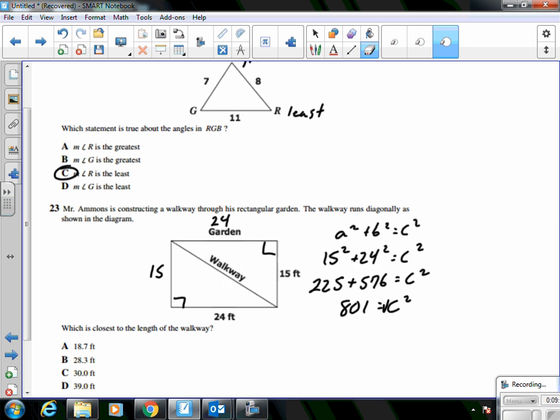And then to find c, we take the square root of both sides. And the square root of 801 is going to be 28.302, which makes B the right answer at 28.3.